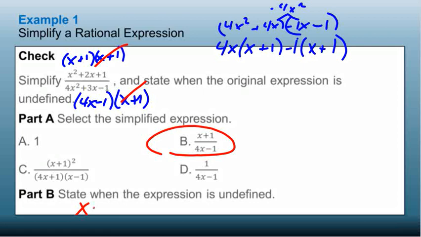When is the expression undefined? If I look at my denominators, that would be when x is -1 and when x is a positive 1/4.